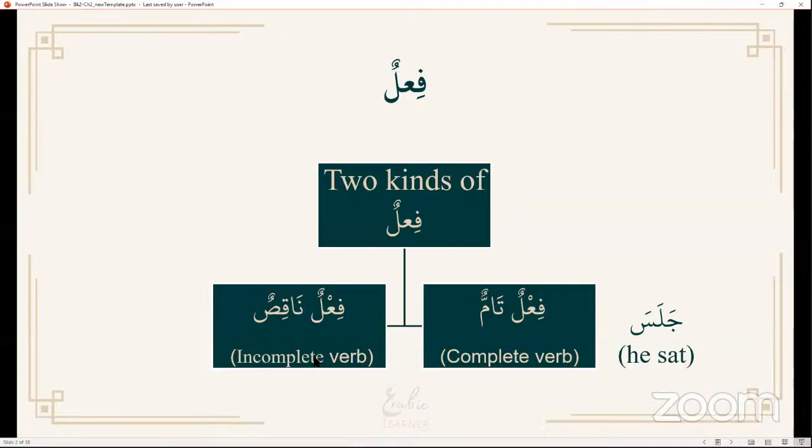Now in this, the meaning is not complete. For example, there is a fi'l called Kaana. Kaana means he was. What is he was? The meaning is not complete. He was. You will expect something. He was there, he was here, something like that. You will expect more. Such fi'l are called fi'lun naqisun. Clear, brothers and sisters? Okay.